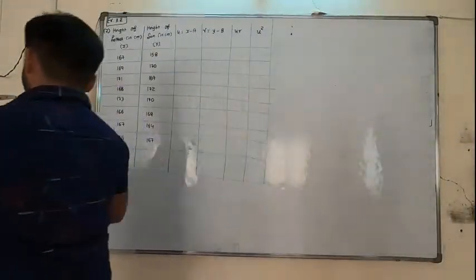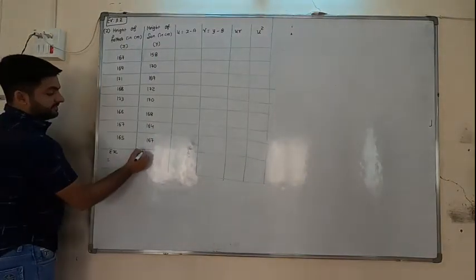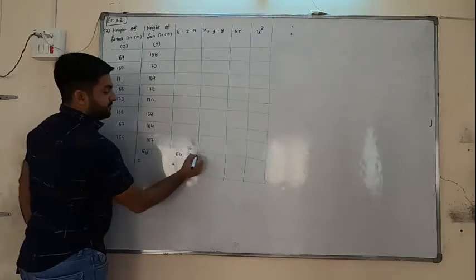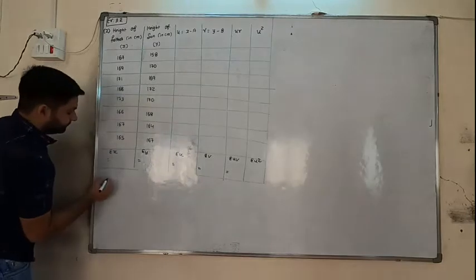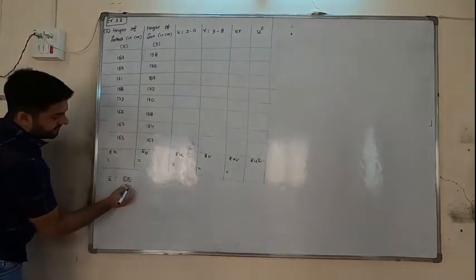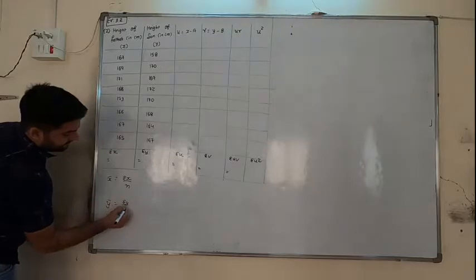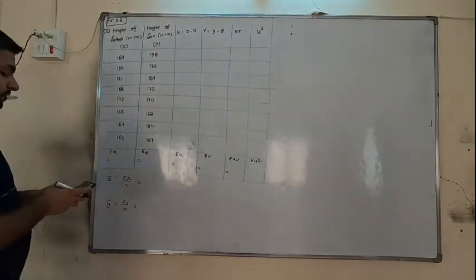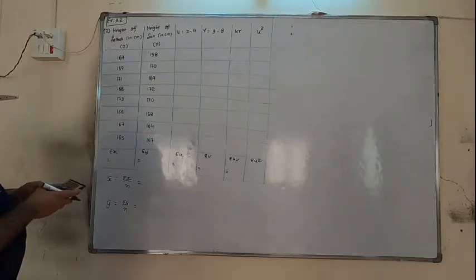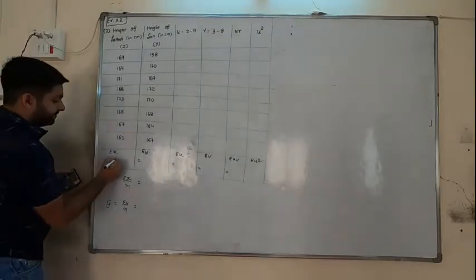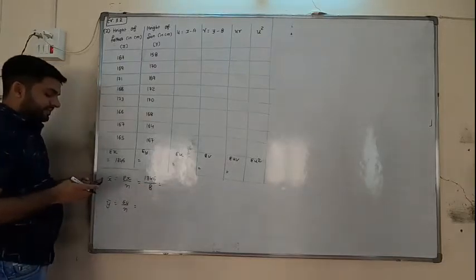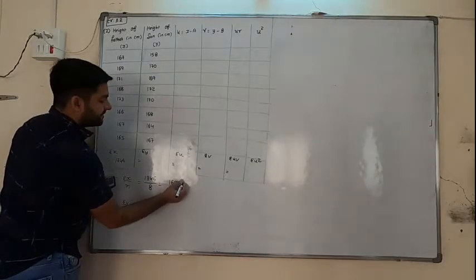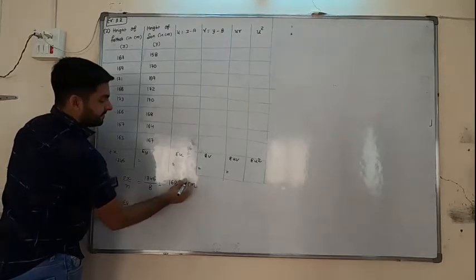First, let's find x bar and y bar. For that, we need sigma x, sigma y, sigma u, sigma v, sigma uv, sigma u square. X bar is sigma x by n, y bar is sigma y by n. The x values are 167, 169, 171, 168, 173, 166, 167, 165. Sum is 1346 upon 8, which is 168.25 centimeters.